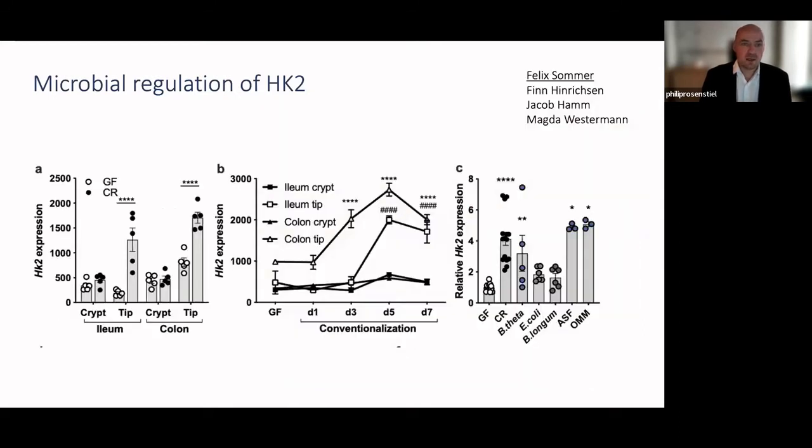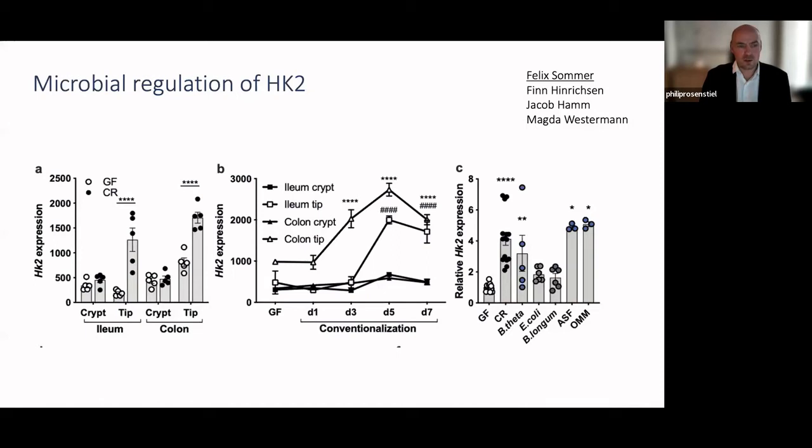I'm now showing work by Felix Sommer, Finn Hinrichsen, Jakob Hamm, and many others, and Felix now also has his own group. In a recent paper, he could show by laser capture microdissection, comparing conventionally raised versus germ-free mice in panel A, that there is microbial induction of hexokinase 2 in the tip of the epithelium in the colon, as well as in the ileum, and that this is repressed under germ-free conditions, but also in the crypt. So there is spatial regulation by microbes in the normal gut by the microbial network.